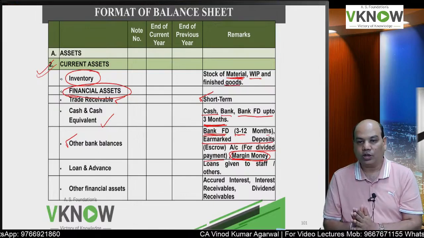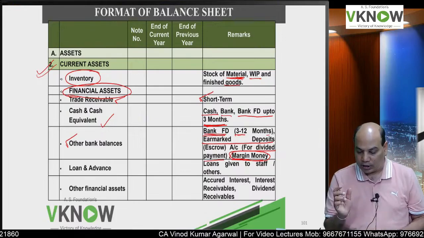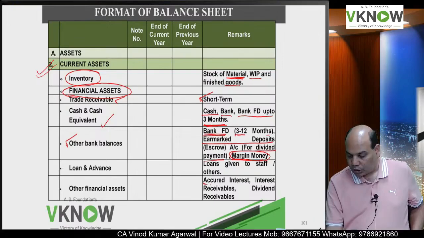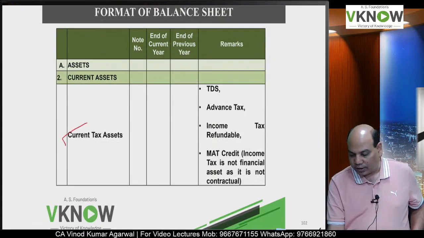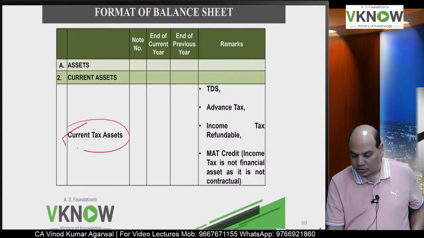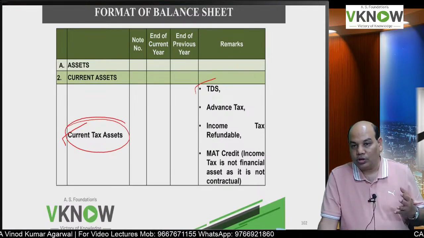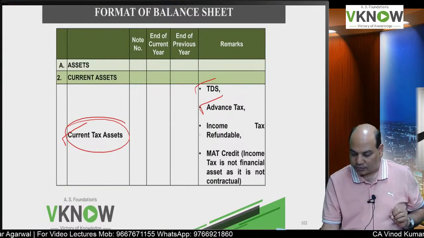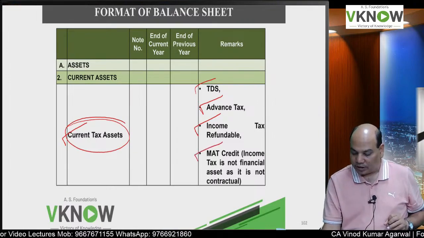Loans and advances also will come here if it is short term. Example, loan to staff, loans to others, and then other financial asset. Under other financial asset, we will show accrued interest, interest receivable, dividend receivable, etc. And then the next item is current tax asset. Current tax asset means TDS. Somebody has deducted TDS, so we are going to adjust it against tax liability. We pay advance tax, any income tax refund receivable, and if you have a MAT credit.